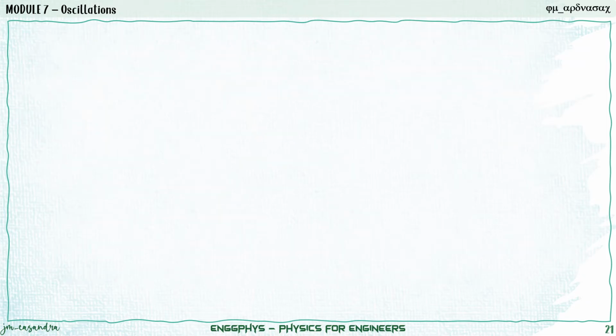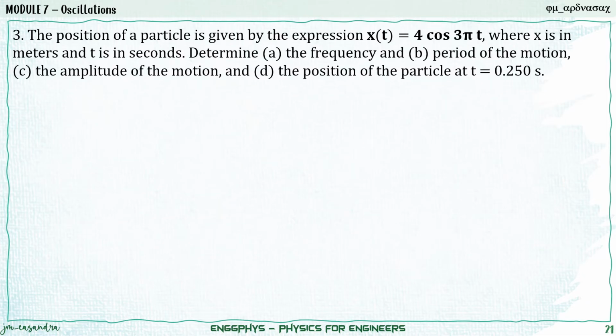Okay, let's move to the next example. So we have the position of a particle given by the expression x of t, or x as a function of t, is equal to 4 cosine of 3 pi times t, wherein x is in meters and t is in seconds. Determine the frequency, the period of the motion, the amplitude, and the position of the particle at time equal to 0.25 seconds.